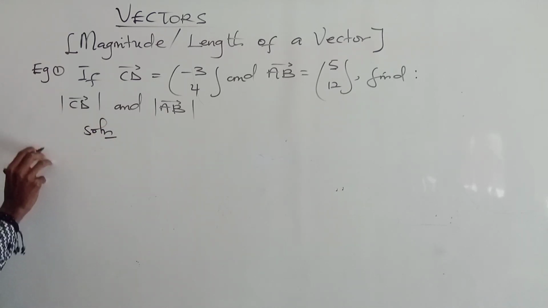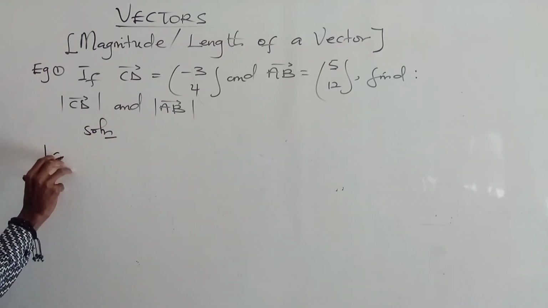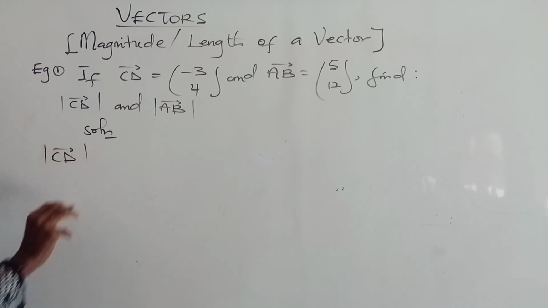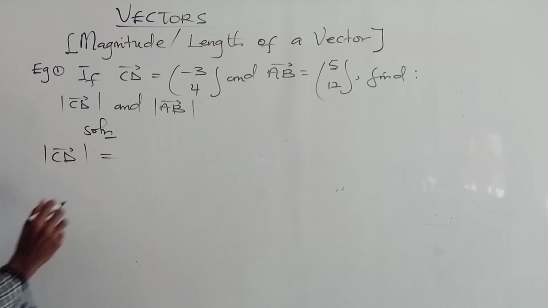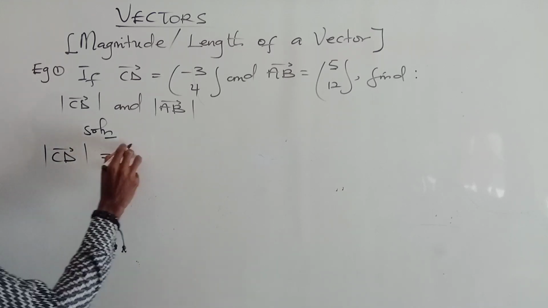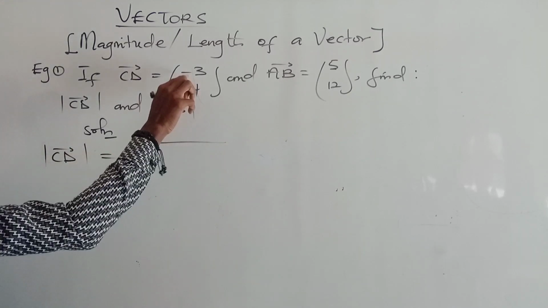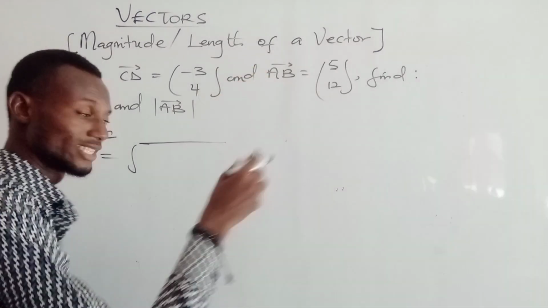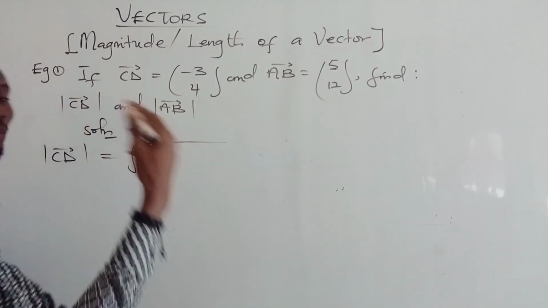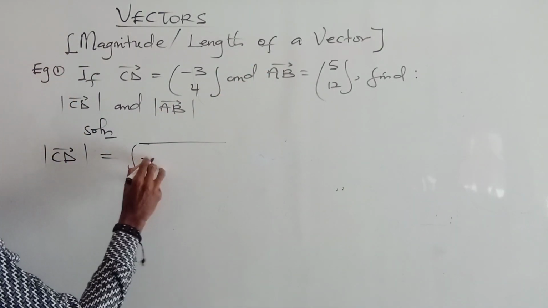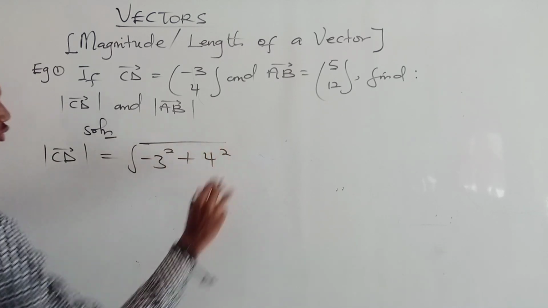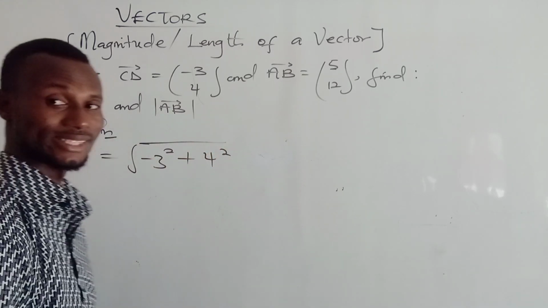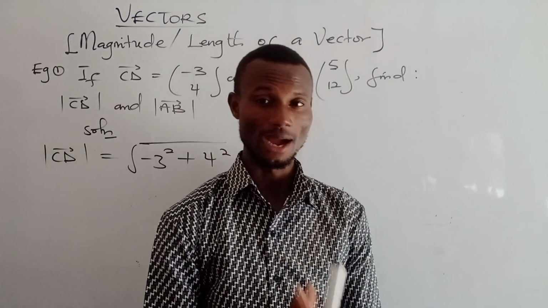First, we are asked to find the magnitude of vector CD. What's the formula? We just put the formula down. The formula is the square root of, when we take the -3, we square it, plus we take the 4, we square it. So -3 squared plus 4 squared. I hope you understand and agree with me up to this point.